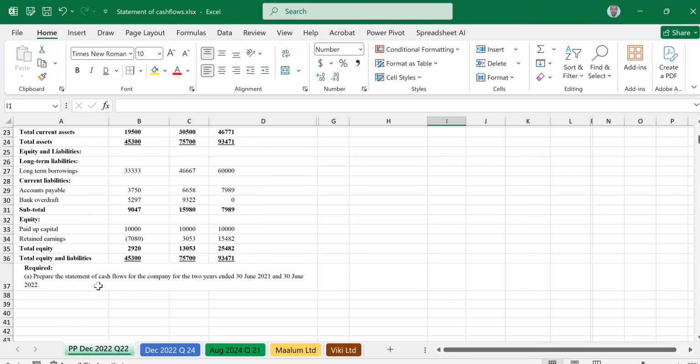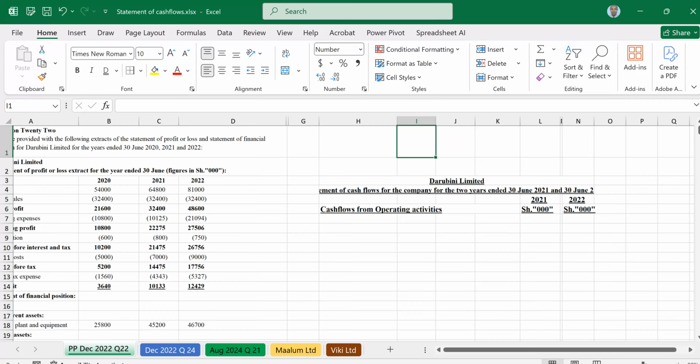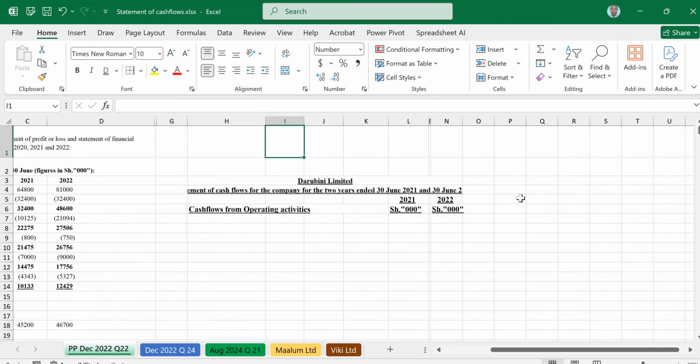Required: prepare a statement of cash flows for the company for the 2 years ended 30th June 2021 and 30th June 2022. Now, we already have some format. We'll just include something here for working, if indeed there's any working required.